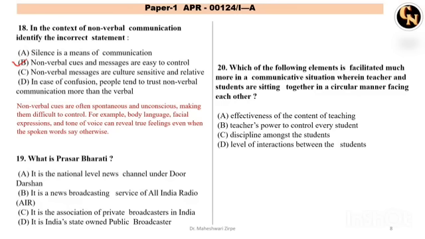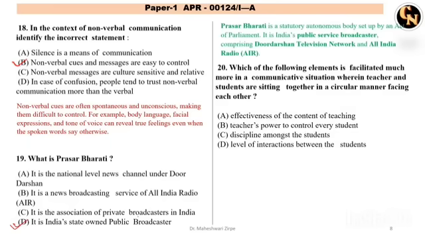So for the options which are given here, we will have D option correct. Option D is the correct option, that is, it is India's state governed public broadcaster. Okay, so Prasar Bharati is a statutory autonomous body set up by an Act of Parliament. It is India's public service broadcaster comprising Doordarshan Television Network and AIR, that is All India Radio. Now the last question of this video, remaining we will do in part 2 and part 3.